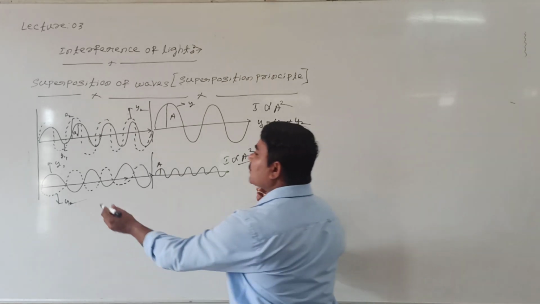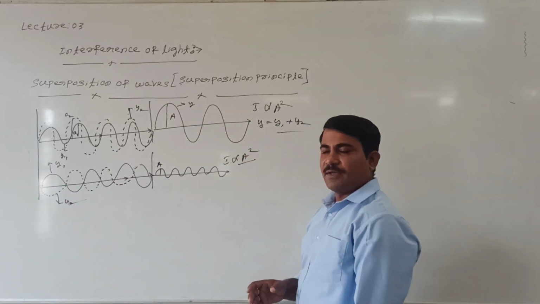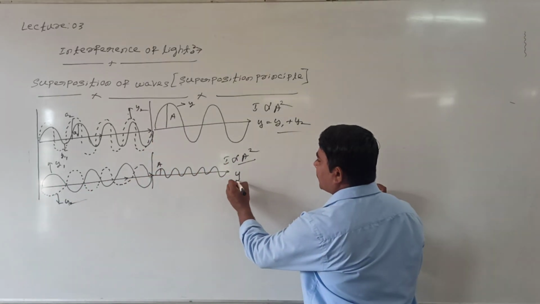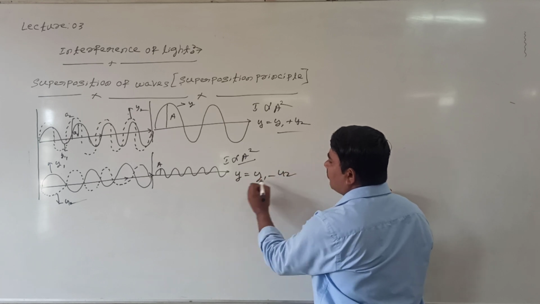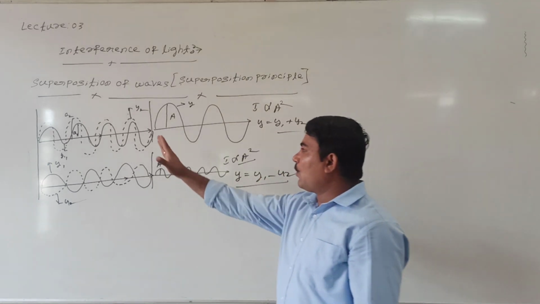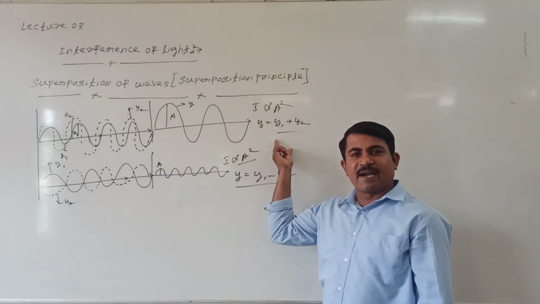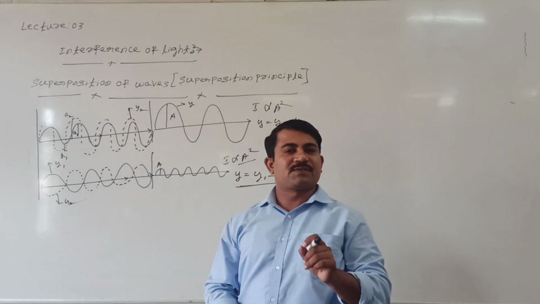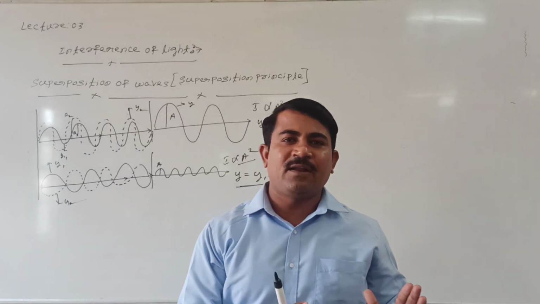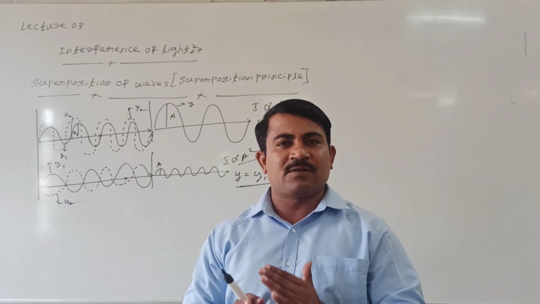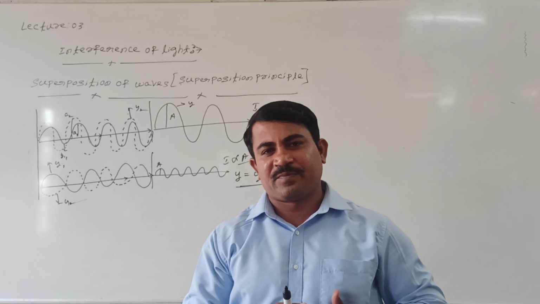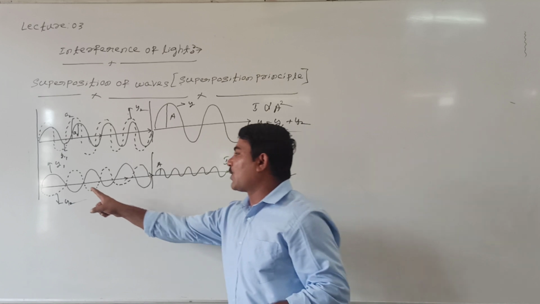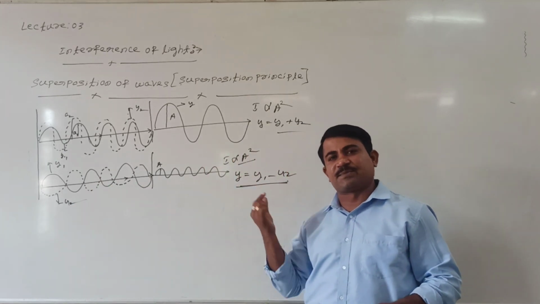Similarly, whenever a crest is overlapping with a trough, the resultant displacement can be represented as y is equal to y1 minus y2. Wherever crest overlaps with crest, the resultant displacement is added, and whenever crest is overlapping with a trough, the resultant displacement is subtracted. That is done according to the superposition principle. It says that when two or more waves overlap each other, the resultant displacement can be added vectorially. How to add vectorially? If crest overlaps with crest, it is added. Whenever crest overlaps with a trough, then simply the displacement is subtracted.